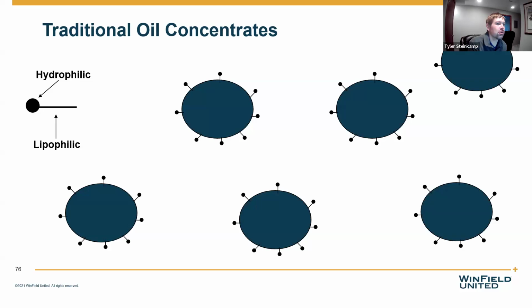You have these larger globules of oil, surrounded by a whole bunch of water. The surfactant with that lipophilic tail, the oil-loving tail, is surrounding that oil globule and allowing it to mix with water. This would be the traditional oil.